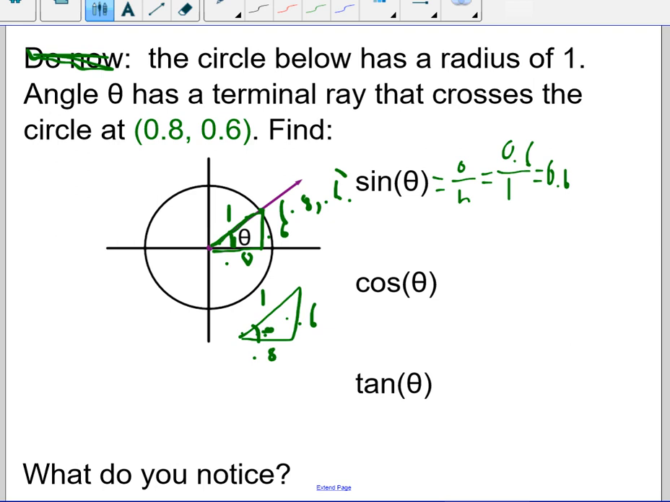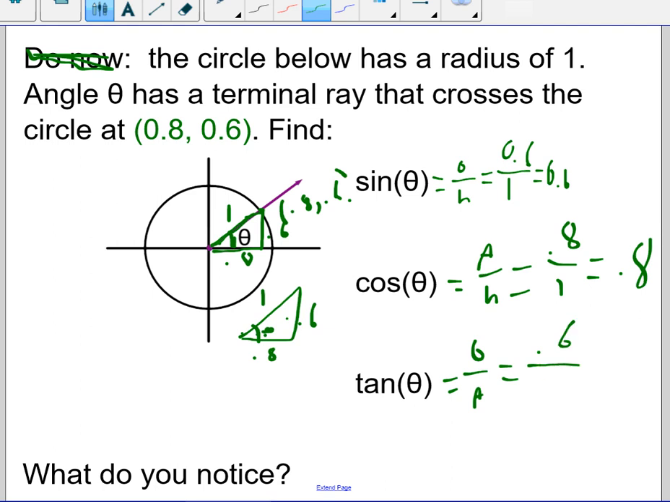All right, so cosine is going to be adjacent over hypotenuse, so it's going to be 0.8 over 1, which is just 0.8. And then tangent of theta is going to be opposite over adjacent. So it's going to be 0.6 over 0.8, which if we asked our calculator to simplify it for us, should be 3/4 or 0.75. But I'm happy for you to leave it like that, honestly.